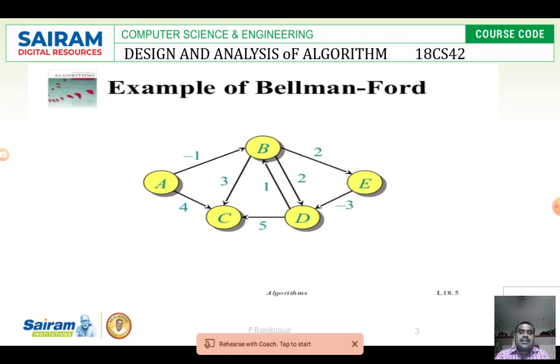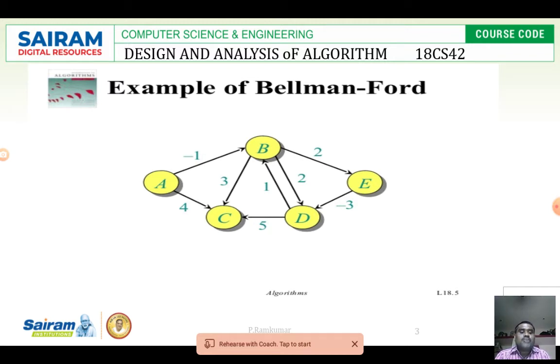So consider this example for Bellman-Ford. Here any one of the vertices I can consider as a source vertex, because this is also a shortest path problem. So I can consider any node as a starting node. Let me assume that A is the starting node. Initially I don't know the distance of B, C, D, E from A, so everything will be represented as infinity.